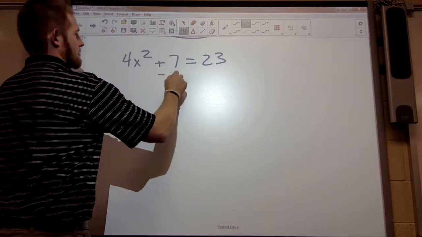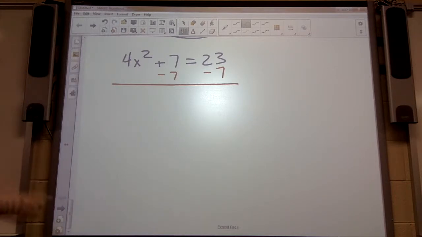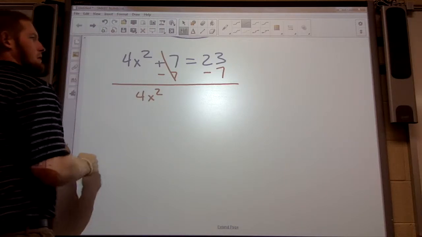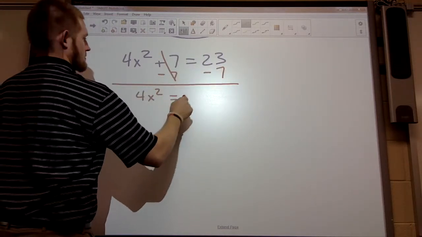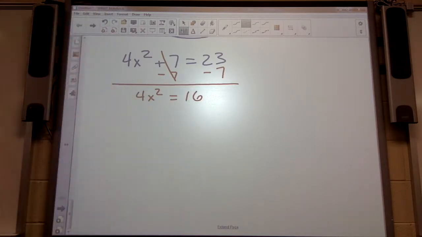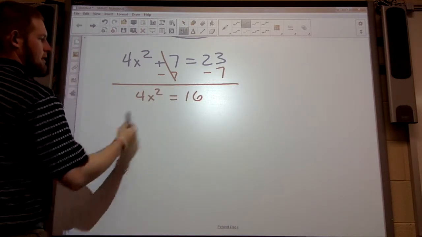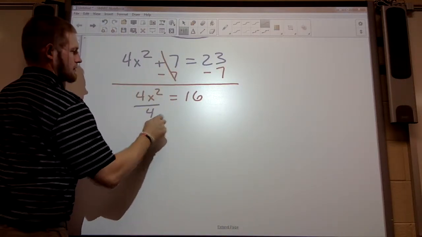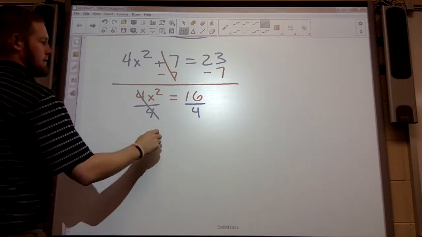Subtract 7. Subtract 7. So I should have 4x squared. Those cancel. 23 minus 7 is 16. Here I have 4x squared equals 16. X is still not by itself, so I'm going to divide by 4. Divide by 4.